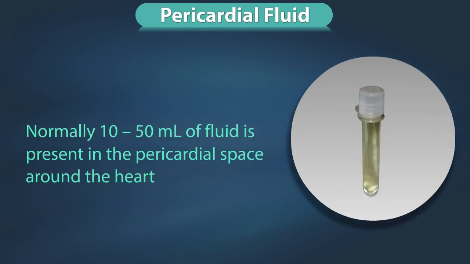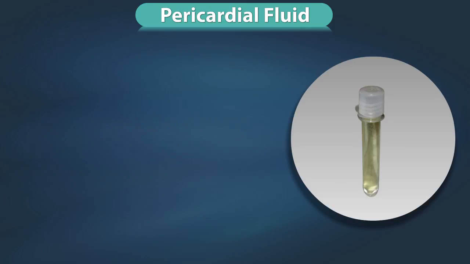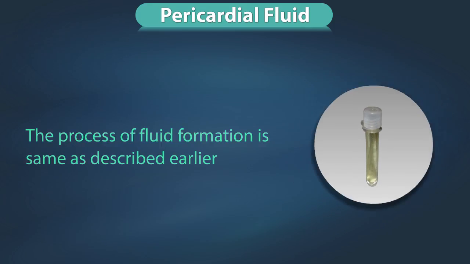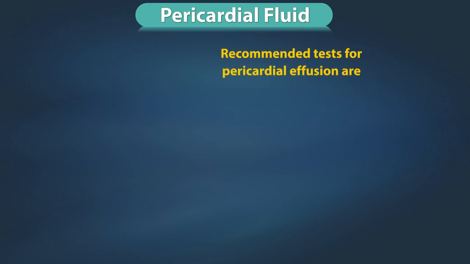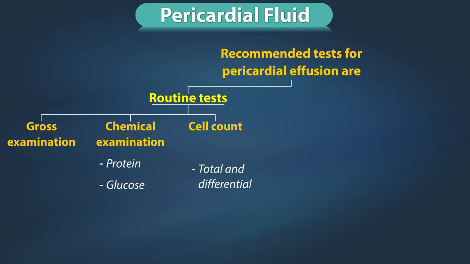Pericardial fluid. Normally, 10 to 50 milliliters of fluid is present in the pericardial space around the heart. The process of fluid formation is same as described earlier. Recommended tests for pericardial effusion are routine tests which include gross examination, chemical examination for protein and glucose, cell count which includes total and differential count, cytology, culture and Gram stain.